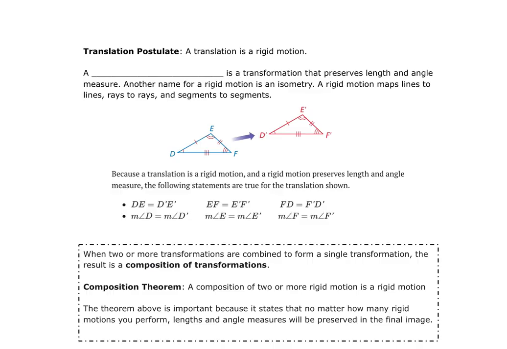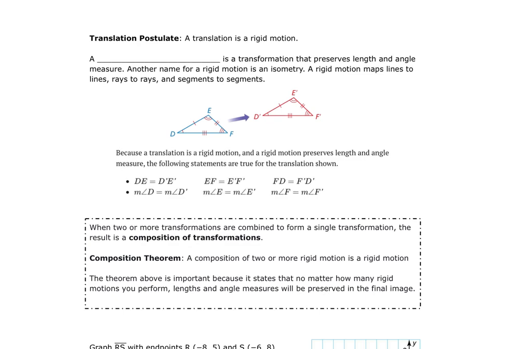Translation postulate. Translation is what we call rigid motion. Okay, a rigid motion is a transformation that preserves length and angle measure. Another name for rigid motion is an isometry.